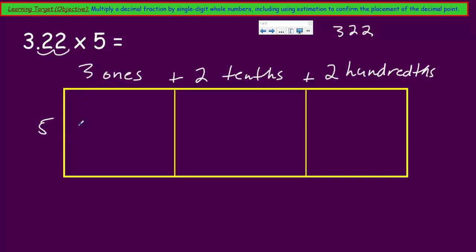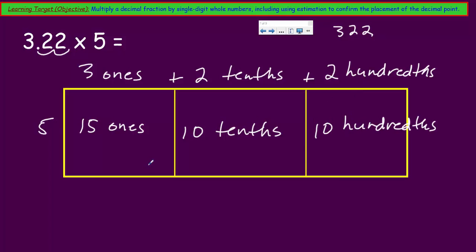So now we have 5 times 3. That's 15 ones. Then we have 10 tenths. And then finally we have 10 again, hundredths. A little different with this particular one because look what's happening here. Here we have 15 ones. Well, 15 ones, that's really just 15, right? So nothing. But now we have 10 tenths. And 10 tenths is the same as 1. So we're just going to add 1.